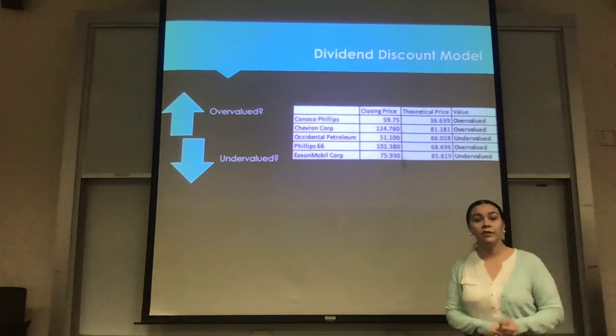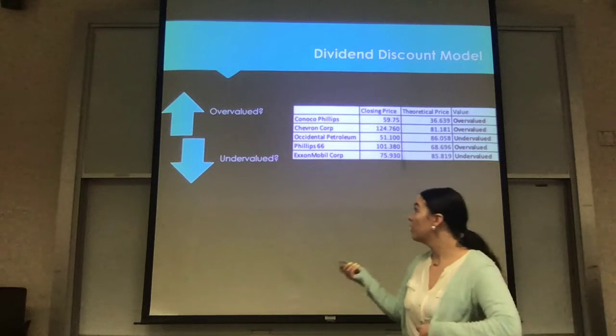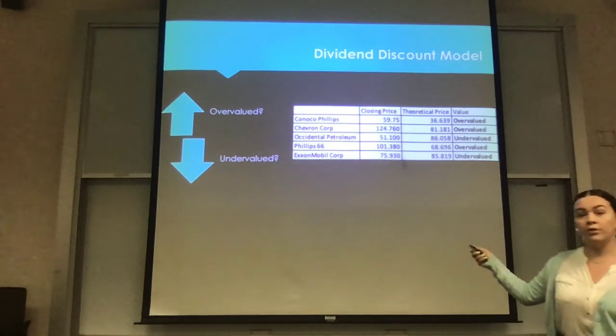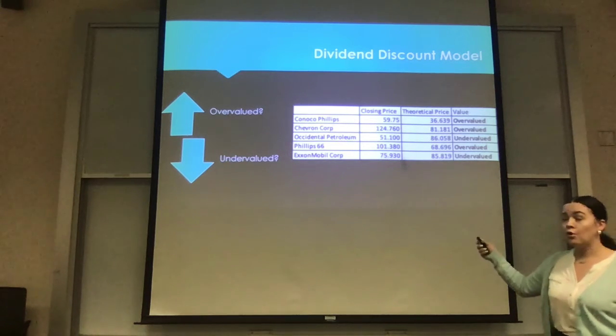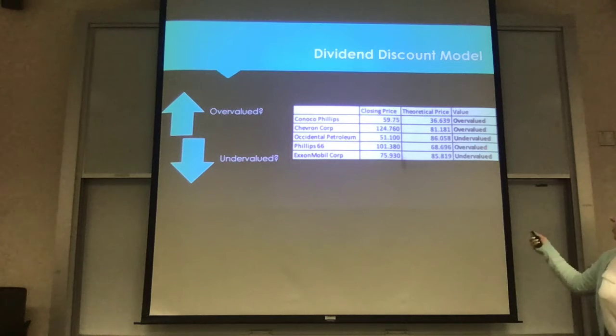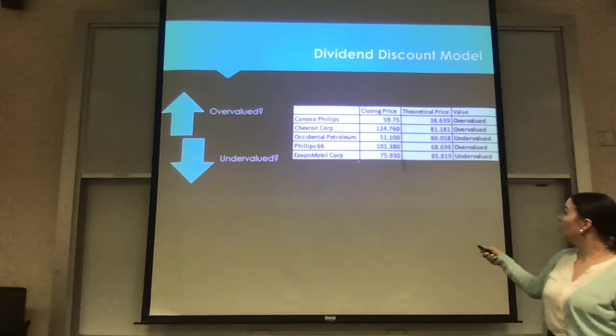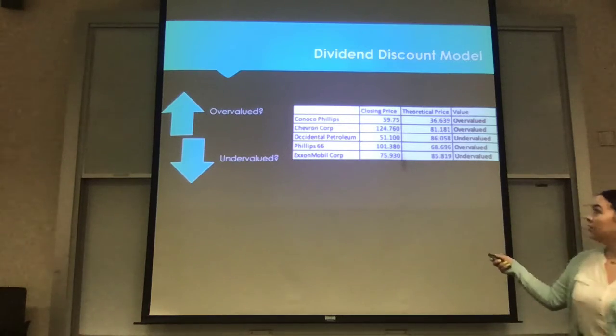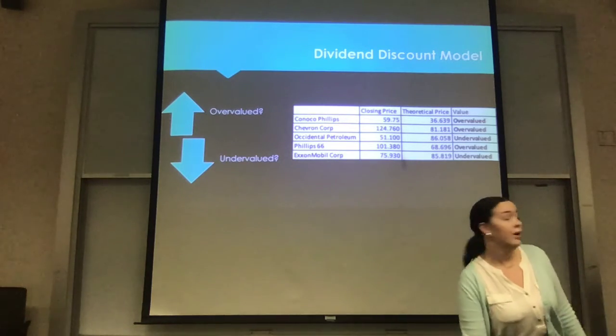All right, we're going to look at the dividend discount model again. This is for the oil and gas industry. Like I said before, closing price, theoretical price according to Bloomberg's dividend discount model, and their value. So it looks like we have Conoco, Chevron, and Phillips 66 as overvalued, and we have Occidental and ExxonMobil as undervalued.